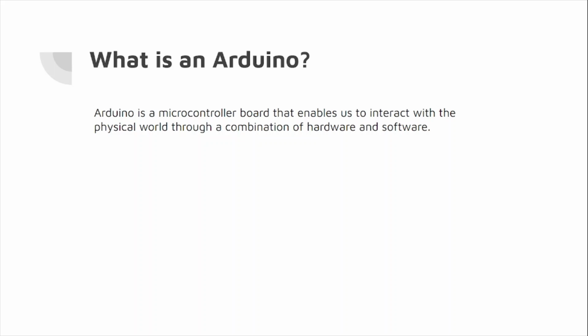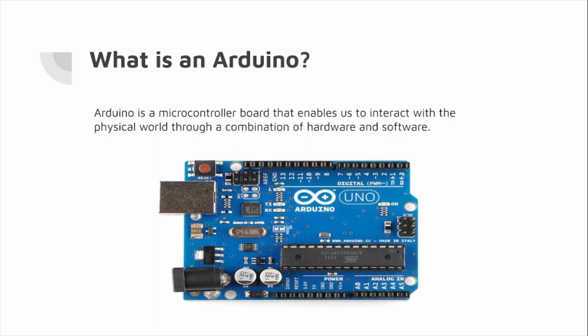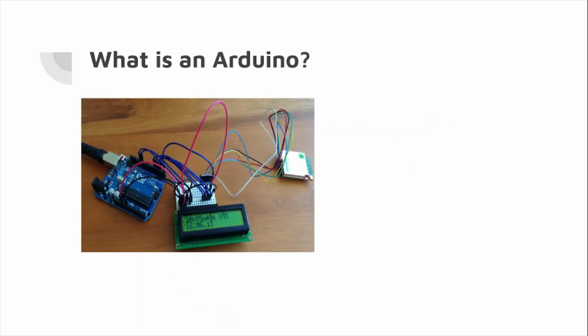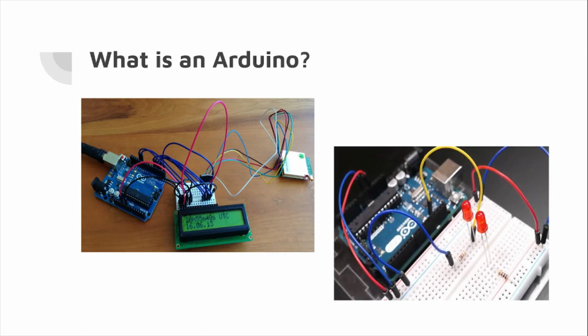Well, at its core, Arduino is a microcontroller board that enables us to interact with the physical world through a combination of hardware and software. It's an open-source platform, which means that anyone can access and modify the design, making it an ideal tool for hobbyists, students, and professionals alike. But what sets Arduino apart from other microcontrollers is its ease of use. With just a few lines of code, you can build sophisticated projects, from automated lights and temperature sensors to musical instruments and robots.